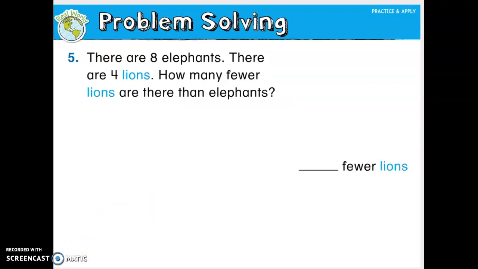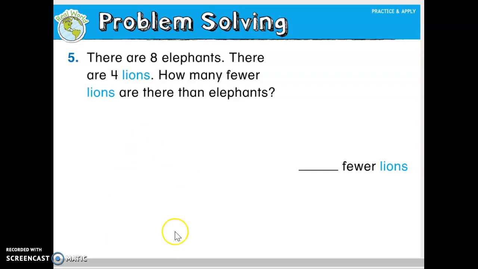Okay, we are now on problem solving on your last page. Number 5 says, there are 8 elephants. There are 4 lions. How many fewer lions are there than elephants? So if we have 8, let me get out my writing tool. And we can say 8, take away 4, equals 4. So there are 4 fewer lions.